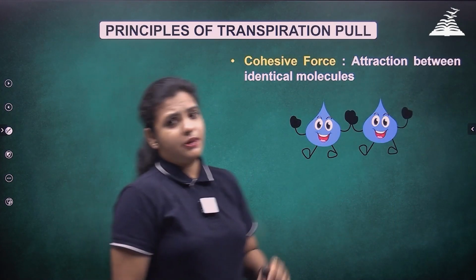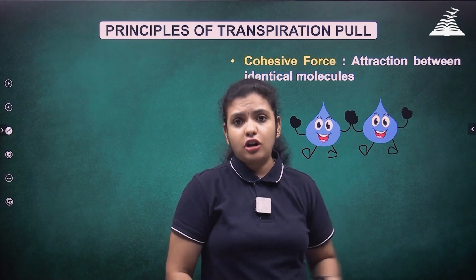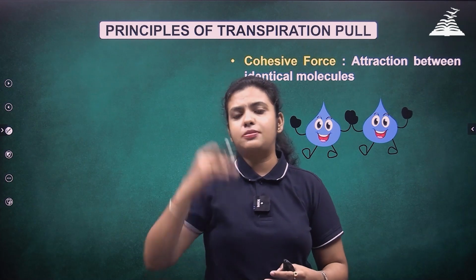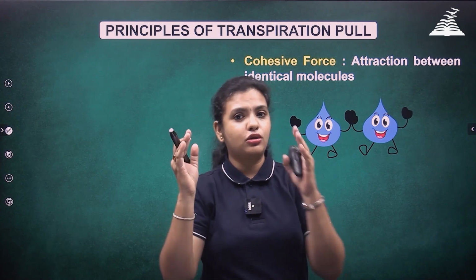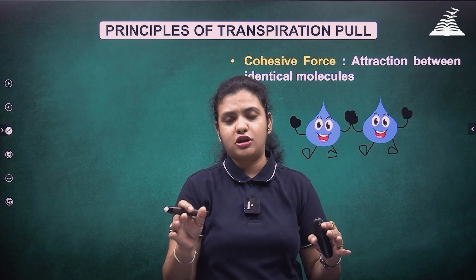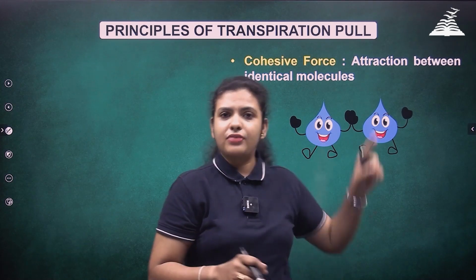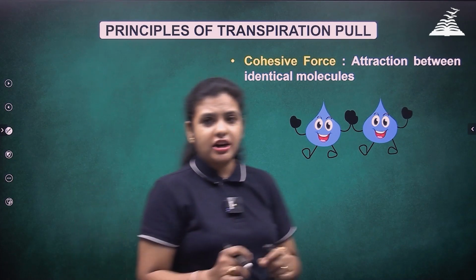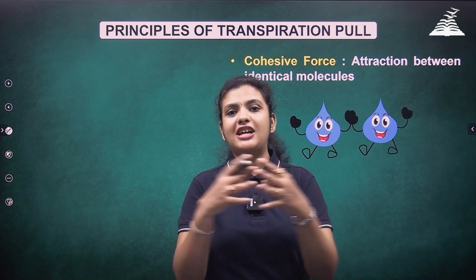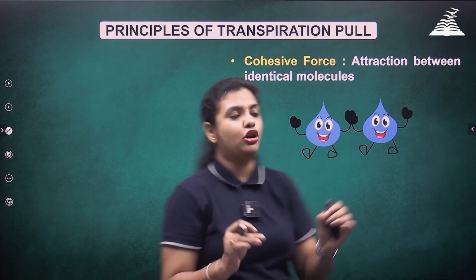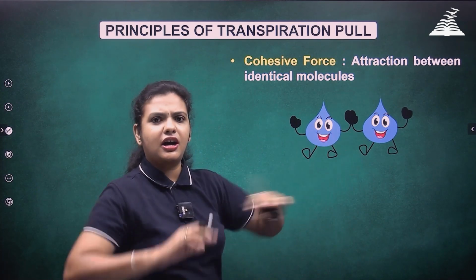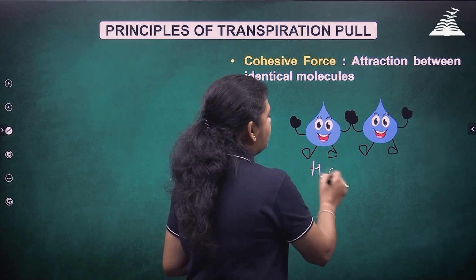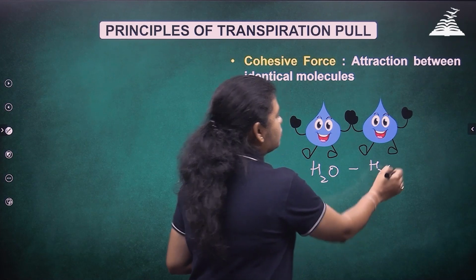How does this transpiration pull work? Although the leaves are telling the roots to absorb more water, will the roots be able to send water up to that height? Definitely not possible. So what is that mechanism? Let us see. The first one is cohesive force. What is a cohesive force? Cohesive force is attraction between identical molecules. Both the molecules you see here are looking alike. So here it is going to be attraction between water molecules and water molecules.